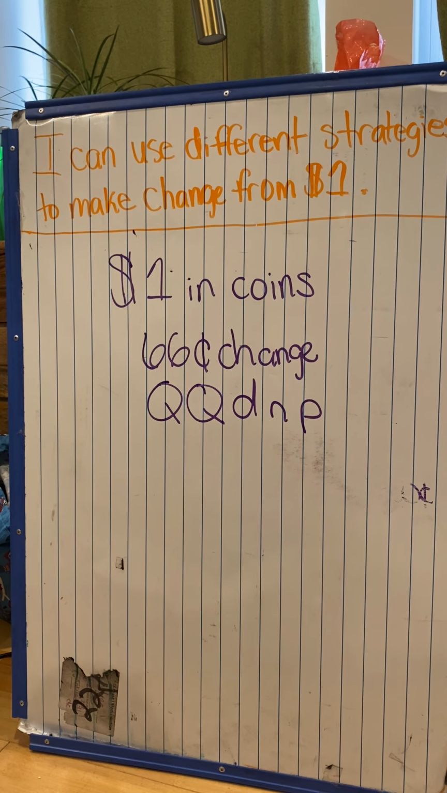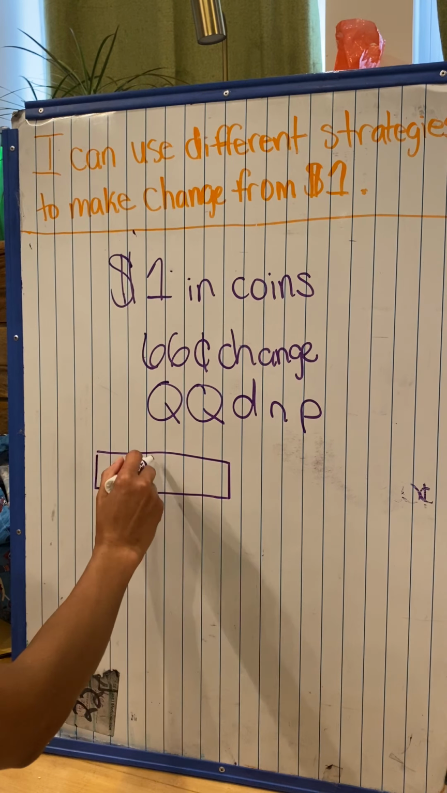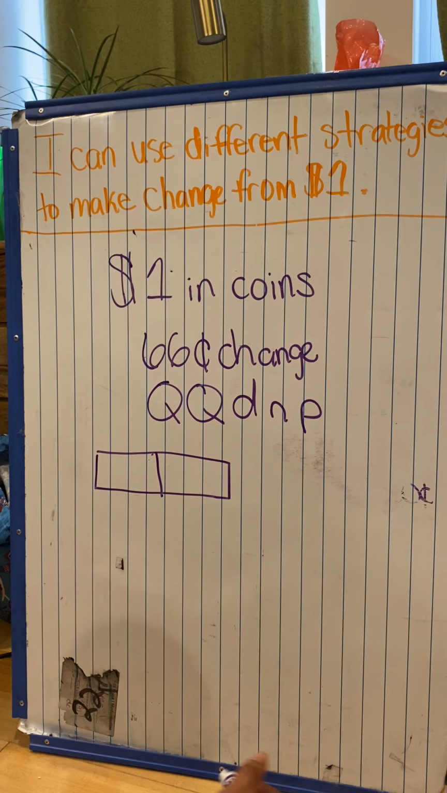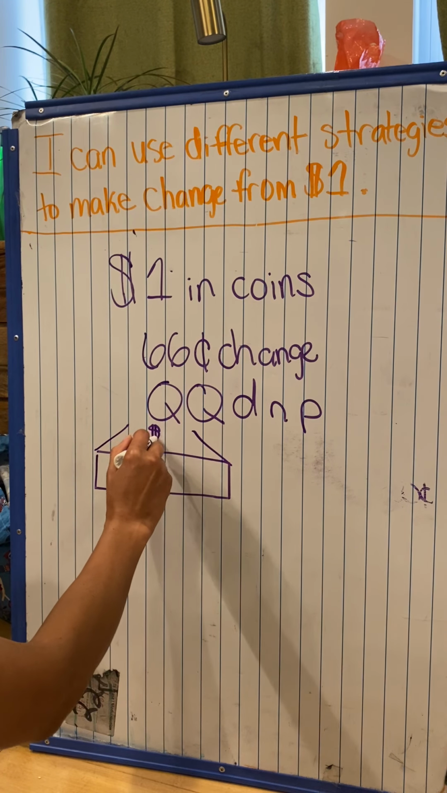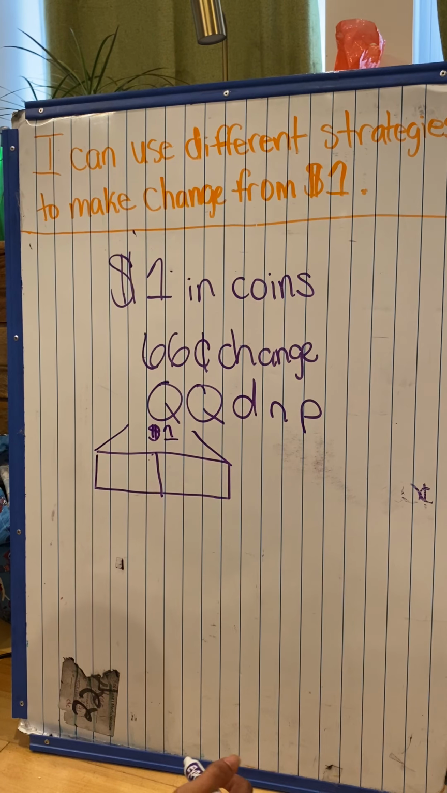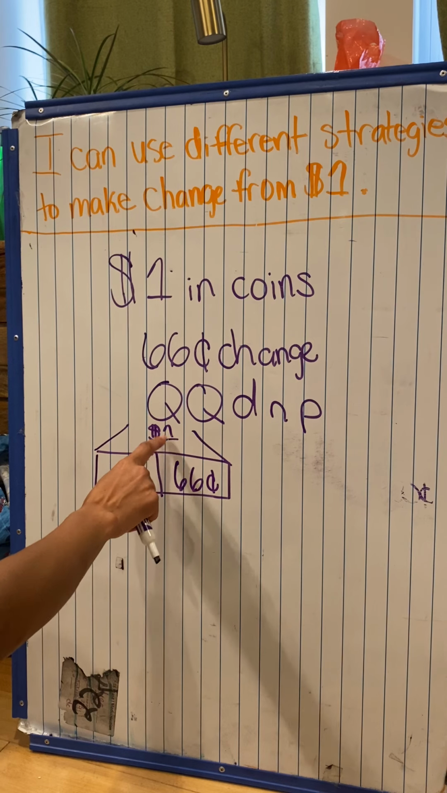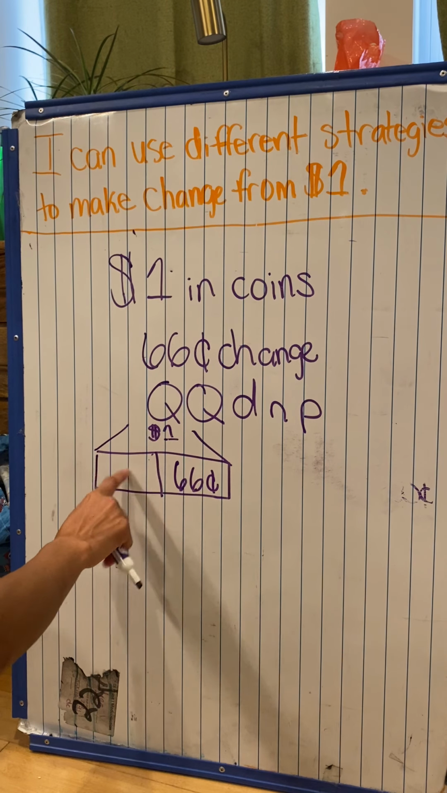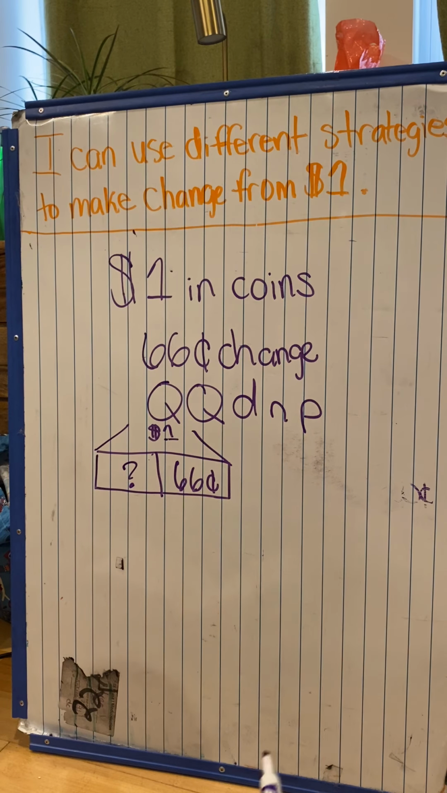All right. What do you think you could draw? Yes, a tape diagram. Think about, what do we have? Do we have the parts? Do we have the whole? So we know the whole was $1. And one part was 66 cents because that was the change. So I started with $1. I gave her $1 and change. She spent some money. We don't know how much she spent. So we're going to put a question mark.